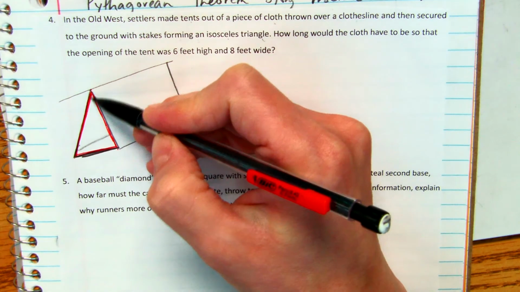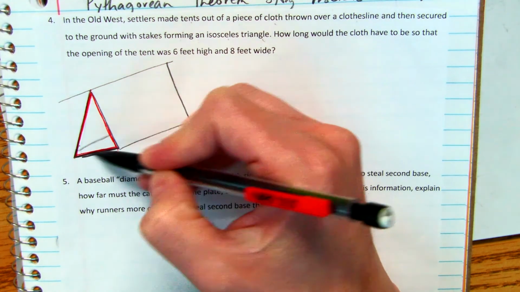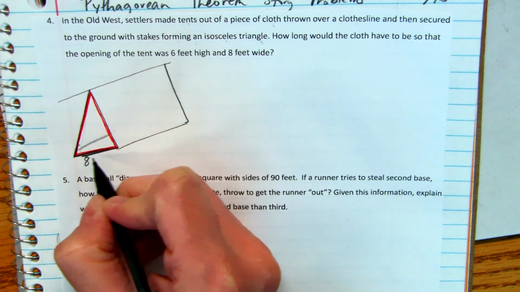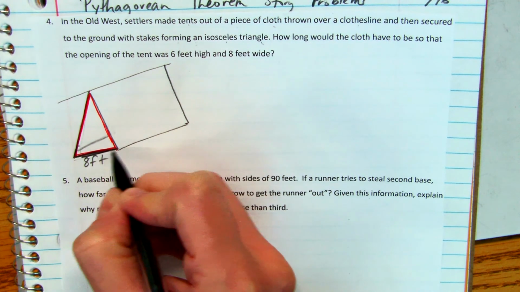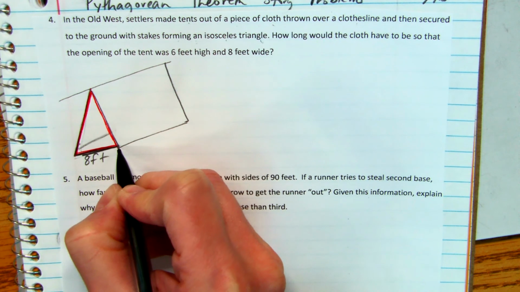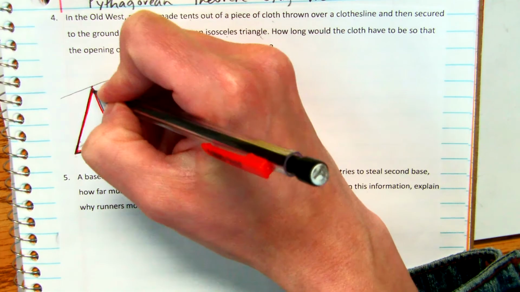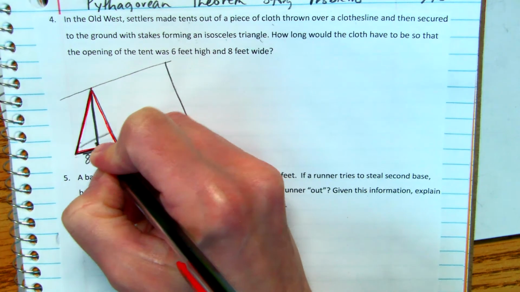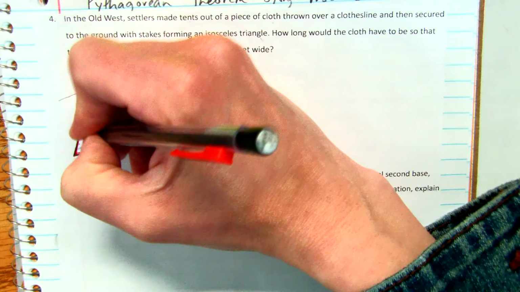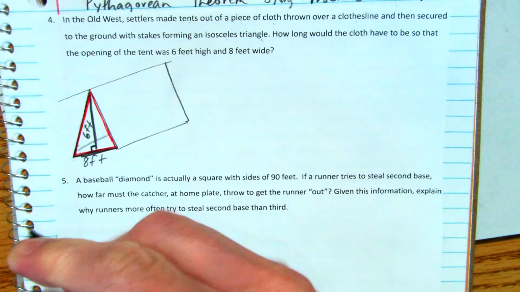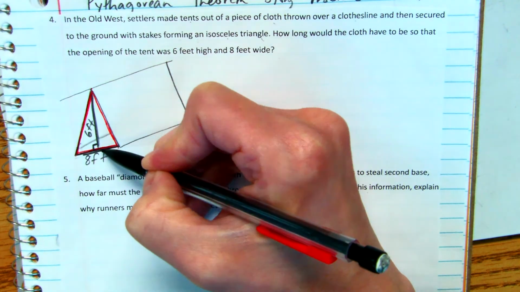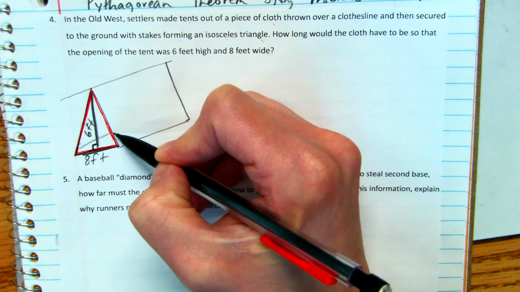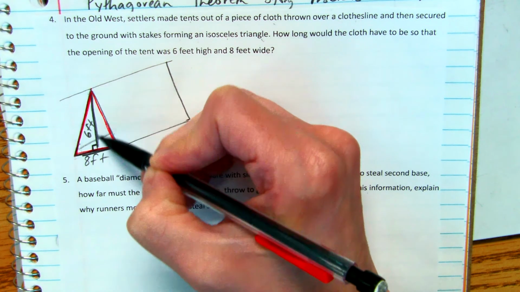So this is the opening of the tent right here, what I just highlighted in red. And so we want it to be 8 feet wide. And then when it says 6 feet high, that means going right up through the middle. This distance right here, which would make a right angle, is going to be 6 feet. So when I draw that height in there, I actually just broke that triangle into two smaller right triangles. I just cut it in half.